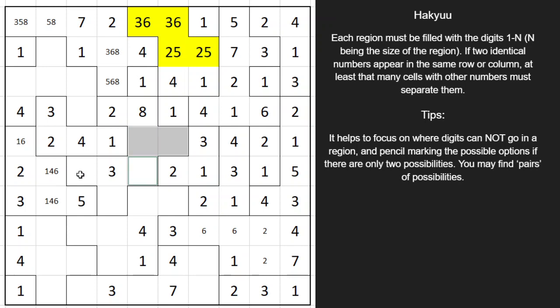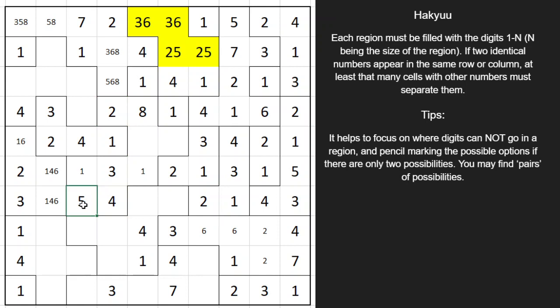Let's look at this region here. 1s can't go there. 2, 3. This 4 blocks that cell and those cells. And this 4 cell blocks that one. So the 4 would go there. 5. That 5 blocks that cell. And that's it. Well, the 1s now we can pencil mark. So the 1s are going to go in one of these 2. So let's pencil mark that.